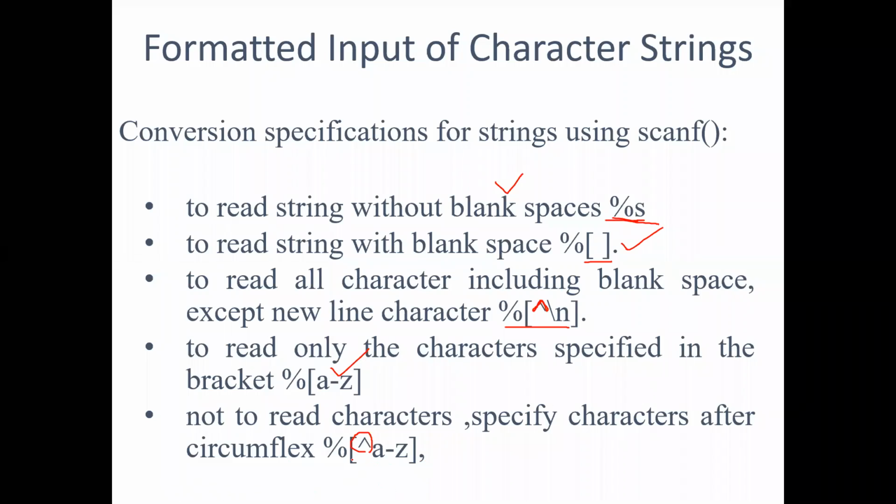Within the square bracket, if you mention the circumflex, it means not A to Z. If you want to read the characters, you can give it using a circumflex. If you want to accept only alphabets, you can give A to Z in square bracket. If you don't want to accept characters, you mention a circumflex. If you want all characters on the keyboard except new line to be accepted, then you can mention percentage, square bracket, circumflex, new line.